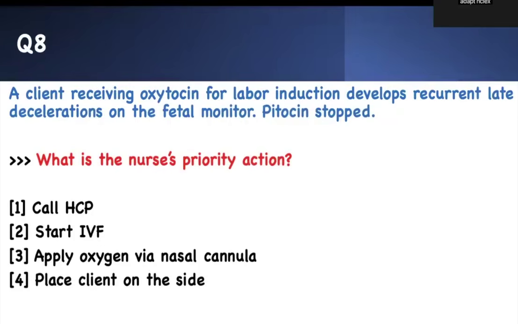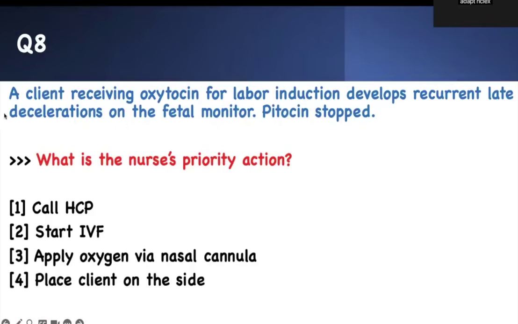What is the nurse priority action? A client receiving Pitocin for labor induction develops recurrent late deceleration on the fetal monitor. Pitocin stopped. We already stopped it. What is the nurse priority action? Do you call the doctor? Do you start IV? Do you apply oxygen or place the client on the side?